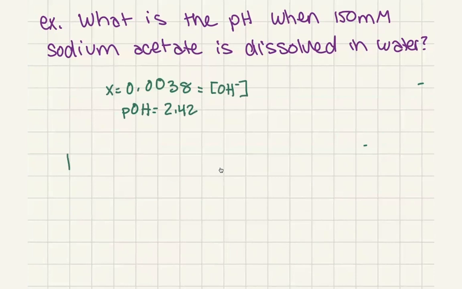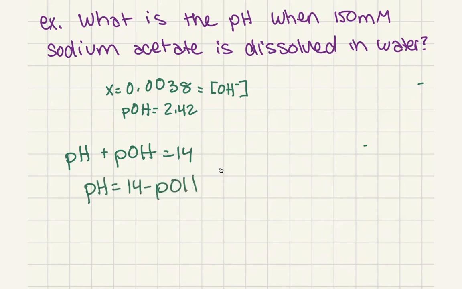Remember our relationship that we have the pH plus the pOH equals 14. And so the pH is equal to 14 minus our pOH. And we just found our pOH. So pH is equal to 14 minus 2.42. And if we work that out, we can figure out that our pH is going to equal about 11.6.